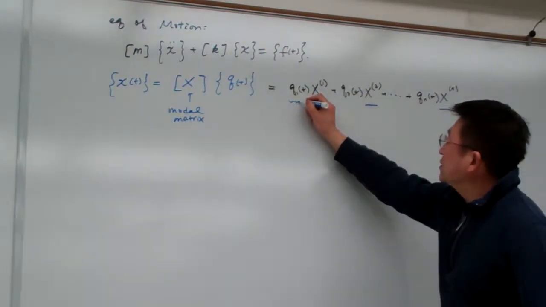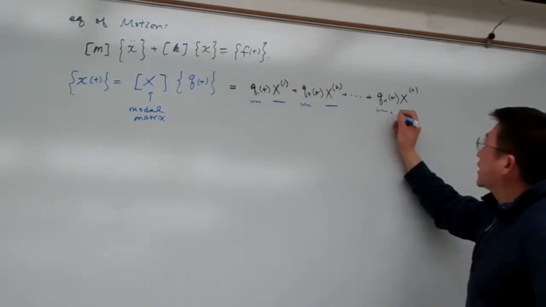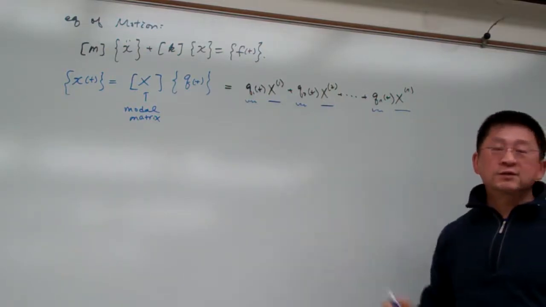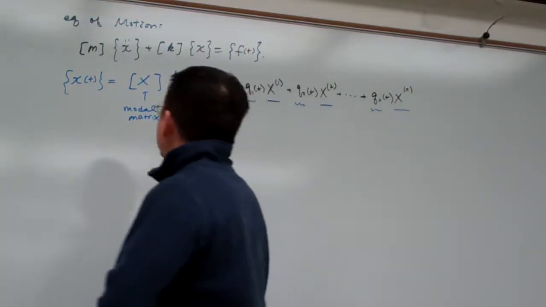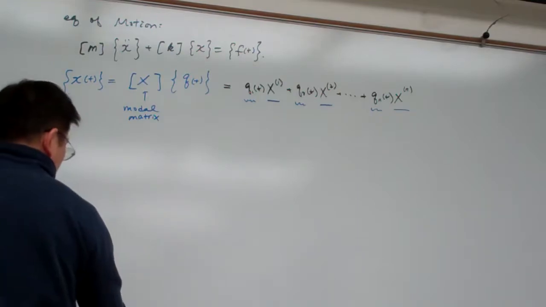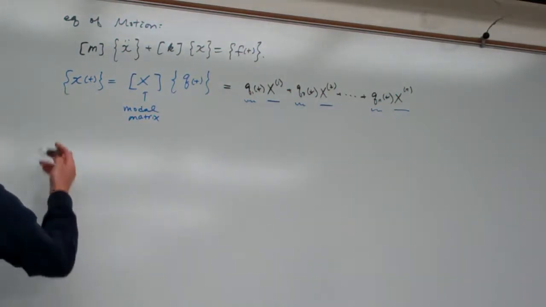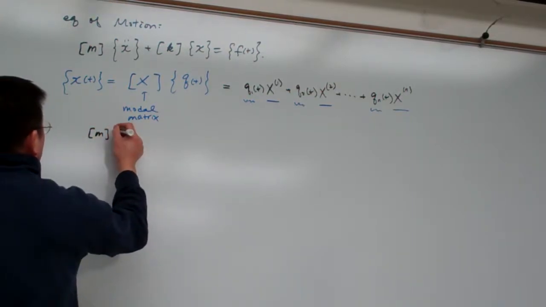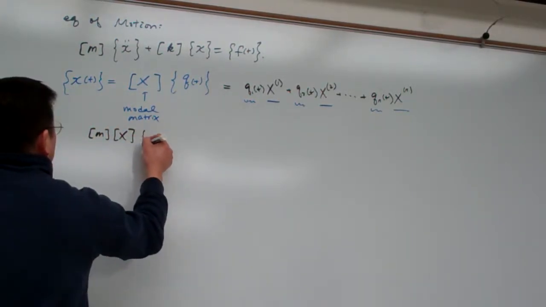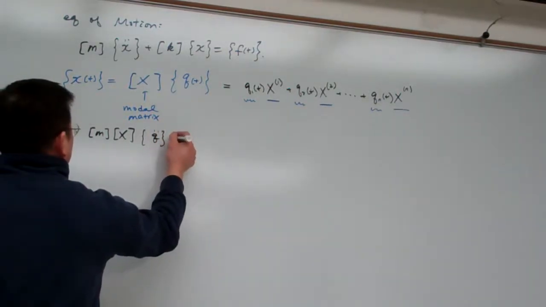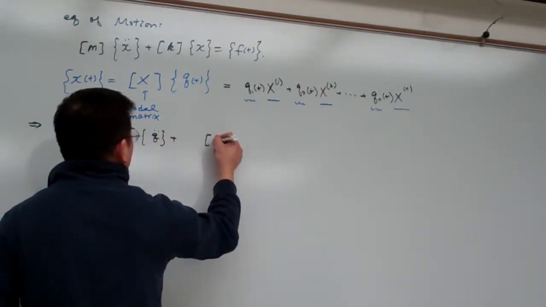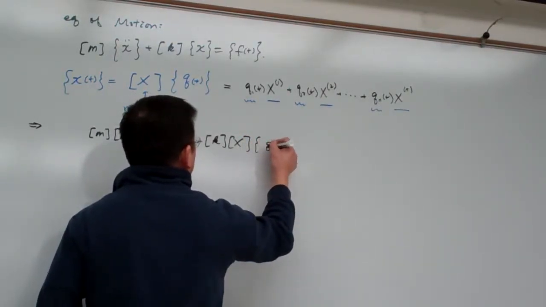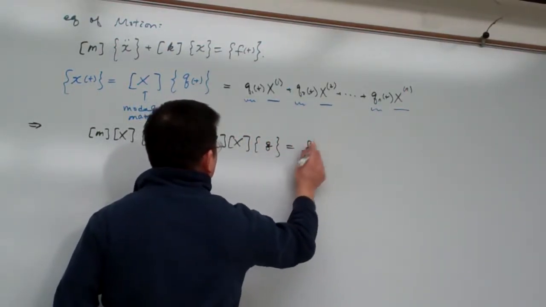And q1, q2, qn, that's called the combination coefficients, and which is time dependent. Okay, so keep these things, we plug into here. So the equation of motion becomes like this: M capital X q double dot plus K capital X q equal to f.